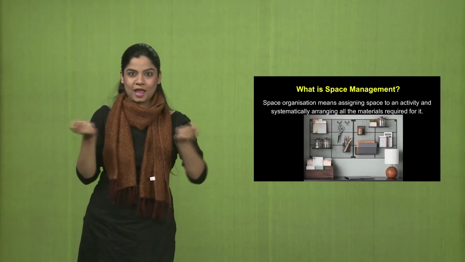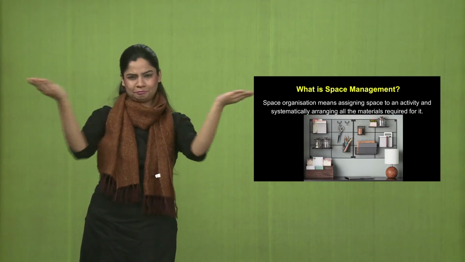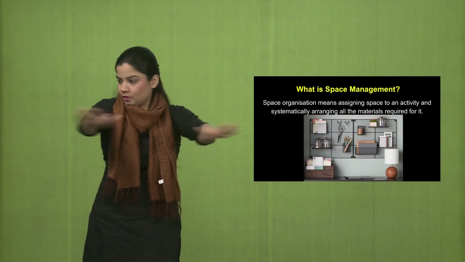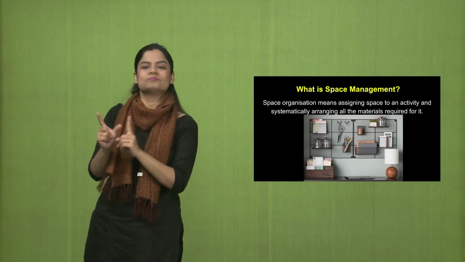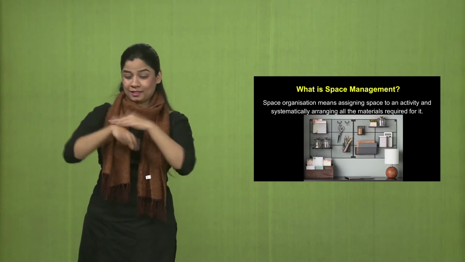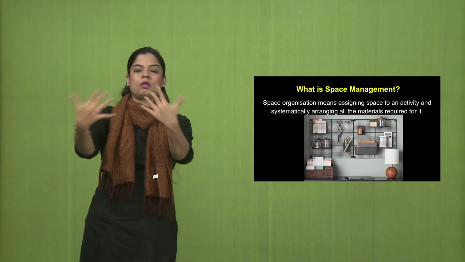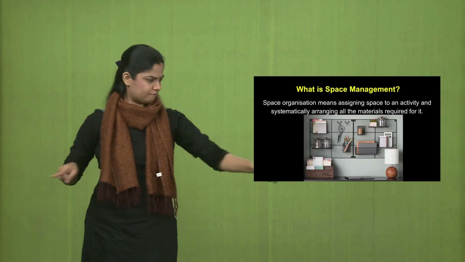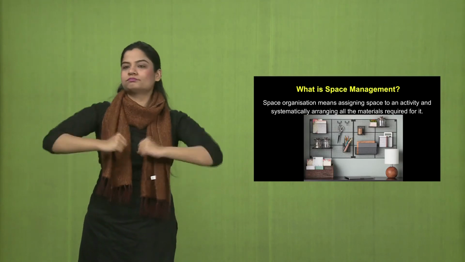What is space management? Space organization means assigning space to an activity, systematically arranging the materials that are required. And they save us energy as well. For example, if we keep our houses very unclean, we have to again and again clean it. So, it drains our energy also. So, if we know where our things are kept, space can be well managed and energy can also be saved.